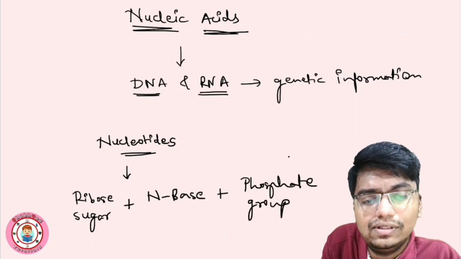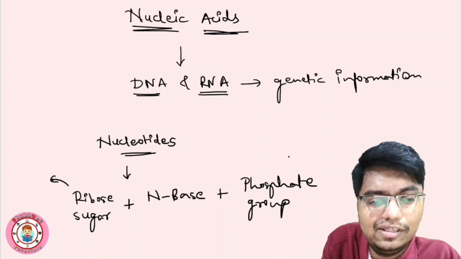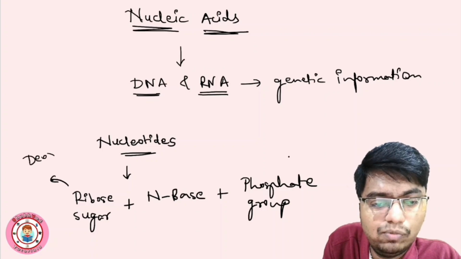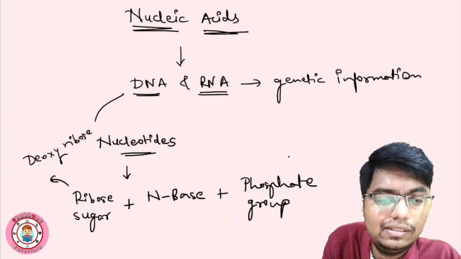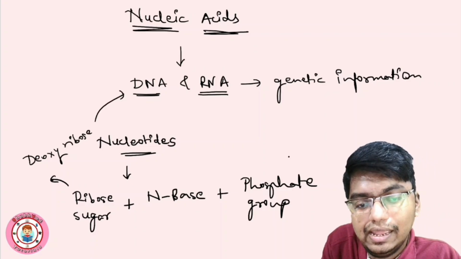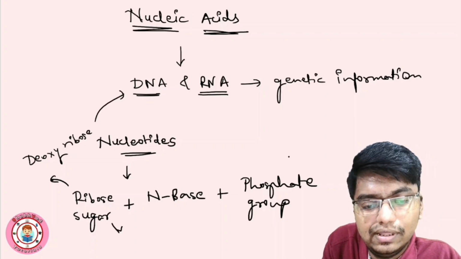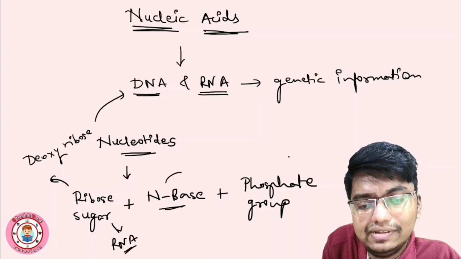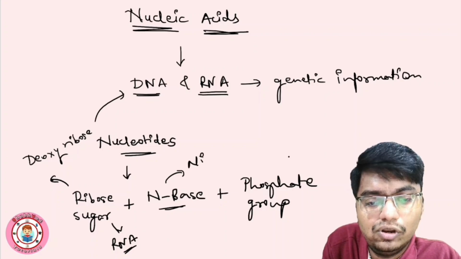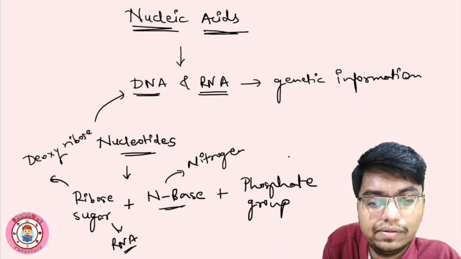Now this ribose sugar is basically deoxyribose in the case of DNA and only ribose in the case of RNA. Right. Nitrogenous base is basically a nitrogen containing molecule. Right. Nitrogen containing.